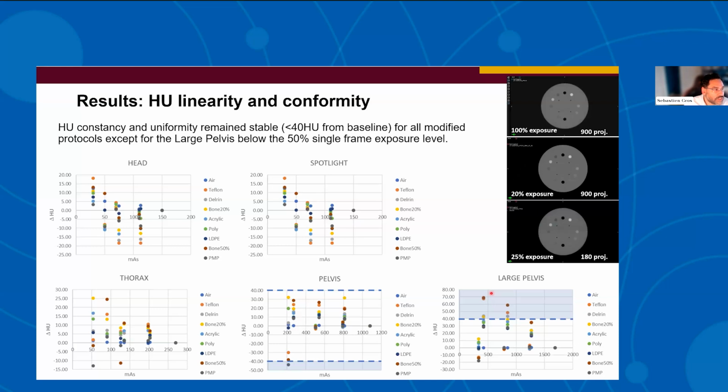Looking at the Hounsfield unit linearity and uniformity, those are a bit complex graphs, but you have the difference in HU between the default protocols and optimized protocols. Here you have the exposure on the x-axis. What you can see is that for the head, spotlight, thorax, and pelvis, most of the targets stay within plus or minus 40 Hounsfield unit difference. Only for the large pelvis do we start to see values going outside of the tolerance. But when we looked at the images, we could not see any visible difference. So that might not be an issue for the large pelvis protocols.